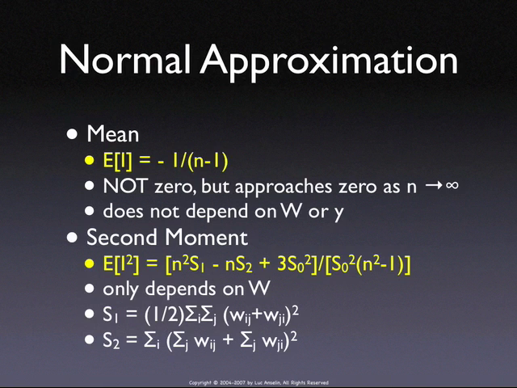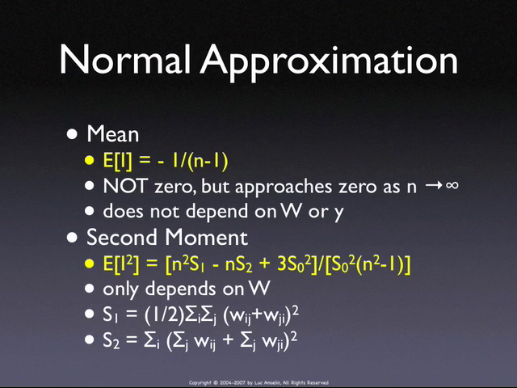Under normality, the variance doesn't depend on the variable either. It only depends on the weights matrix through these three summary characteristics of the weights matrix. We've already seen S0 as a sum of the weights. S1 is this expression here, and S2 is this other expression, which is just another way of summarizing the structure of the weights in the matrix. So the second moment, this complicated thing here, there is nothing in there that pertains to the random variable. So again, the variance is the same whether these are crimes or GDP or productivity or telephone calls, doesn't matter. It only depends on the weights matrix.